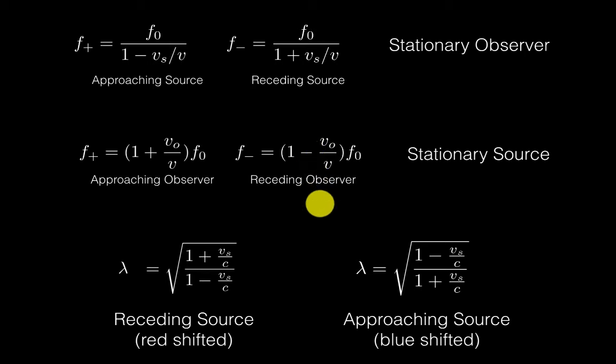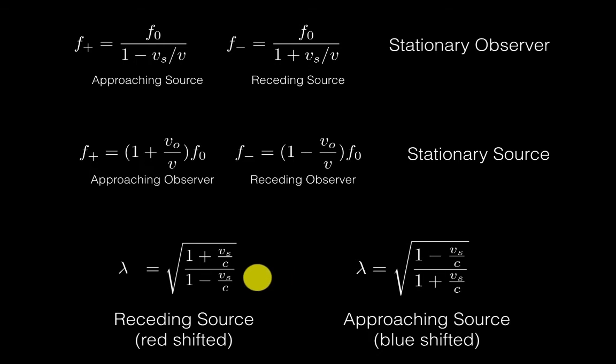For light, the situation is a little bit different because light travels at the speed of light. And as we approach the speed of light, the rules about velocity change a little bit. And so these two formulas were derived from Einstein's theory of special relativity. And so if we have a receding source, meaning the source is moving away from us, in that case those wavelengths get stretched out into space, and so they appear longer.